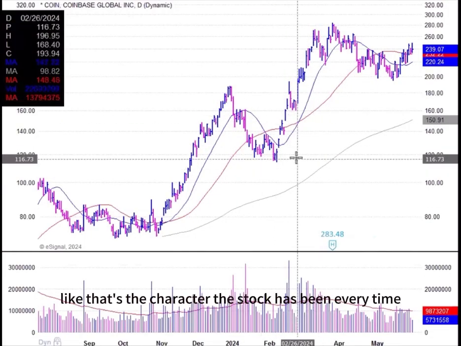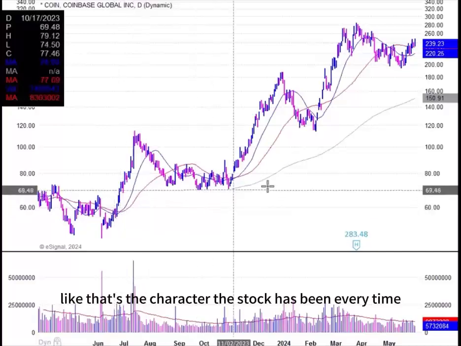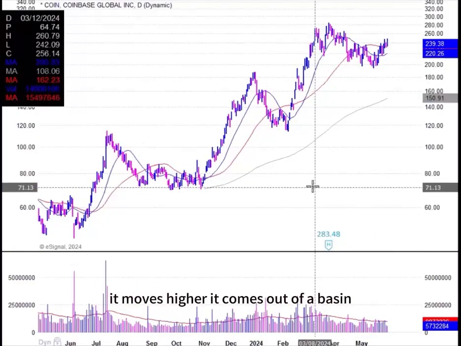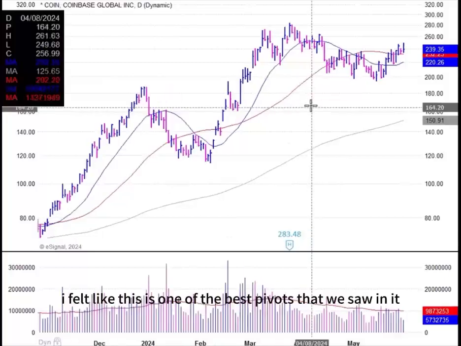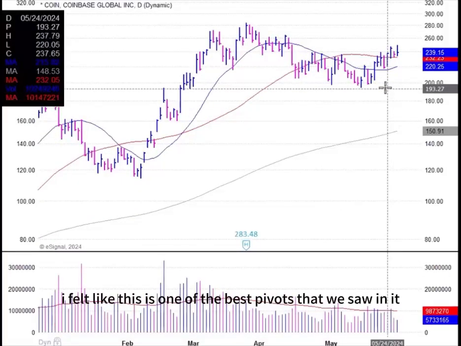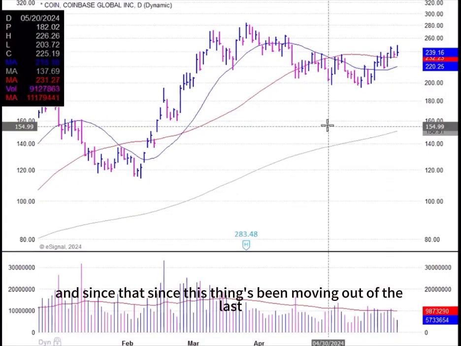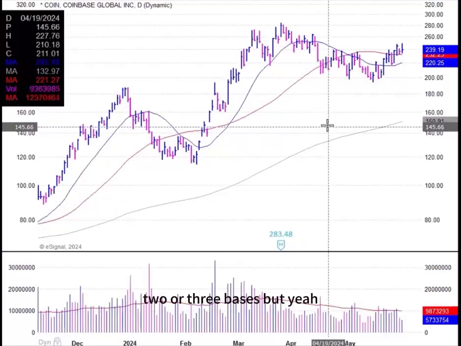That's the character of the stock. Every time it moves higher, it comes out of a base and it doesn't give you that pivot. So this time I felt like this is one of the best pivots that we saw in it, and since this thing's been moving out of the last 2 or 3 bases. But yeah, that's basically that.